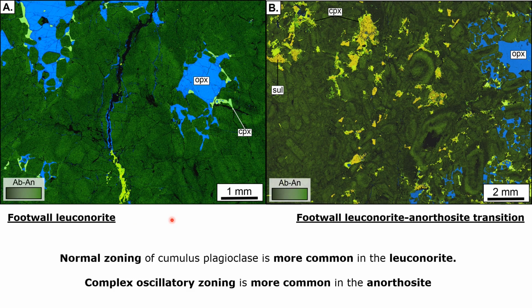From a selection of high-resolution maps, while we see that normal zoning is more common in the leuconorite, zoning throughout the anorthosite, and particularly at the contact between the norite and anorthosites, is really rather complex. And to disentangle any spatial and chemical relationships there, we firstly need more samples.